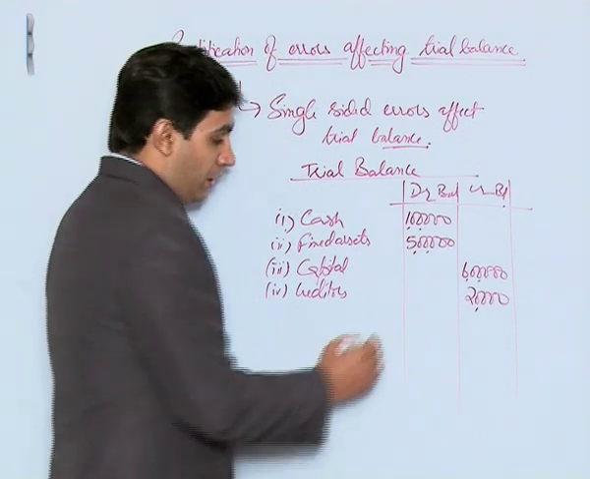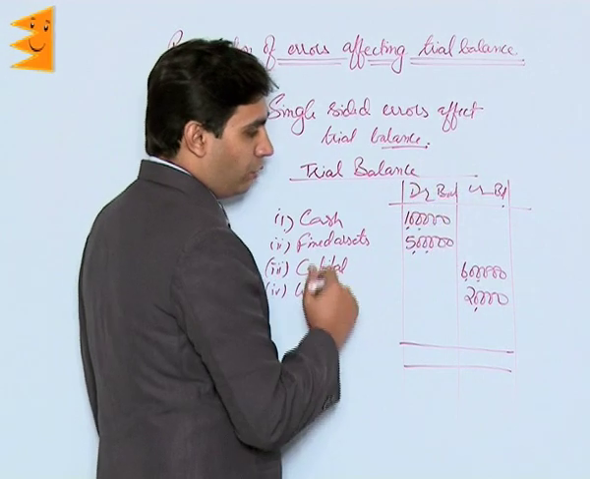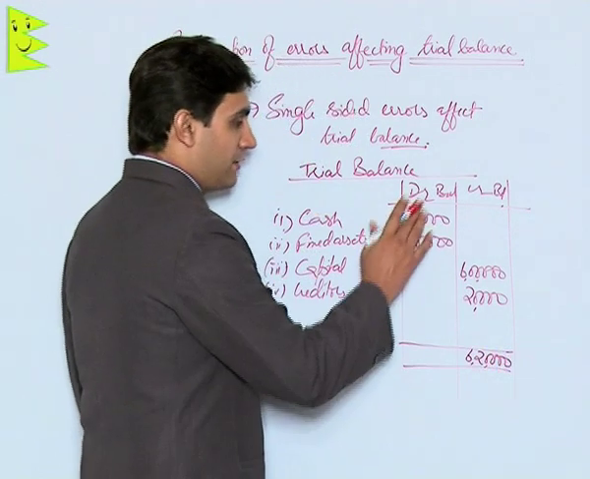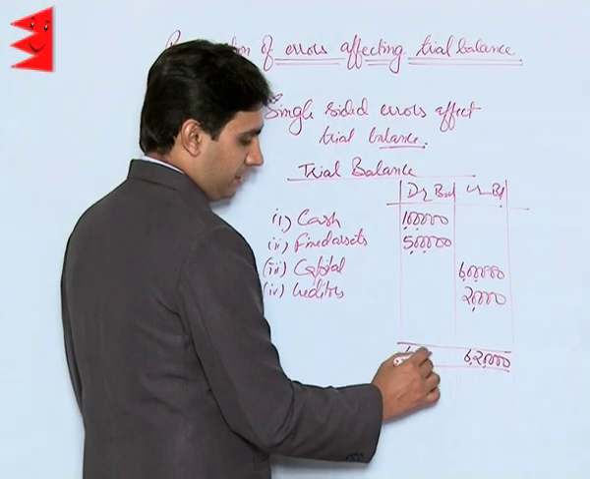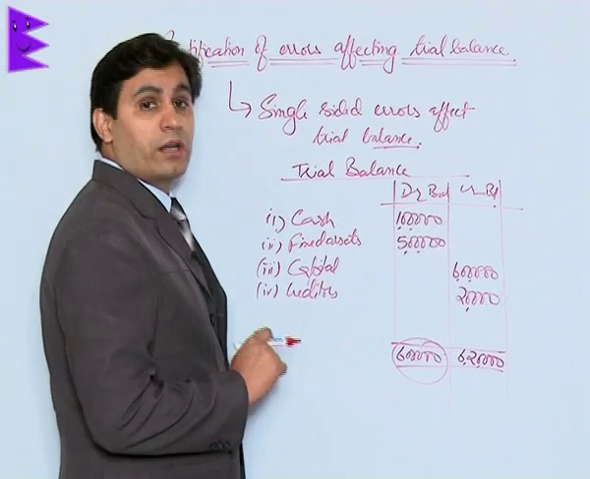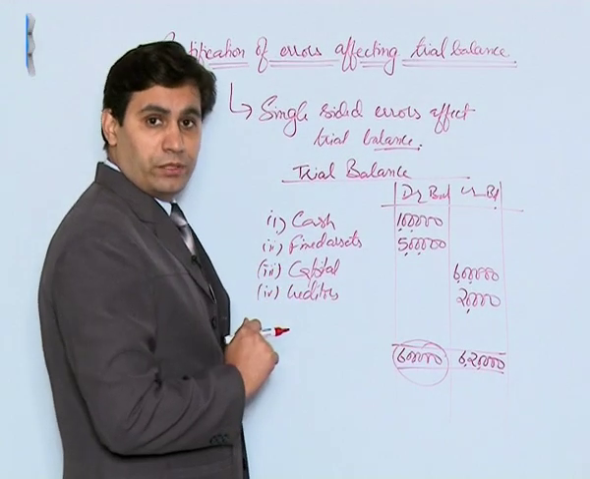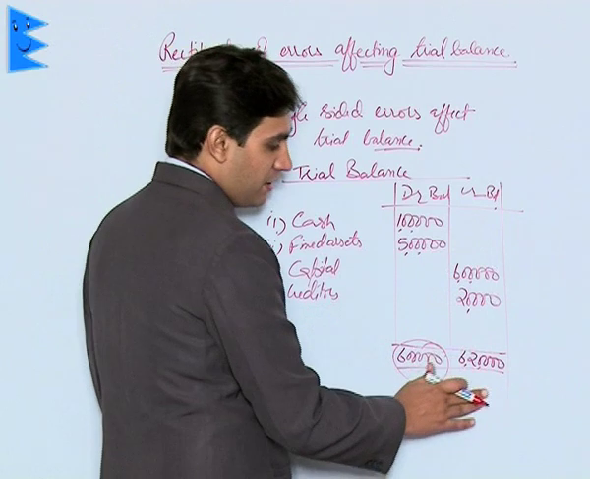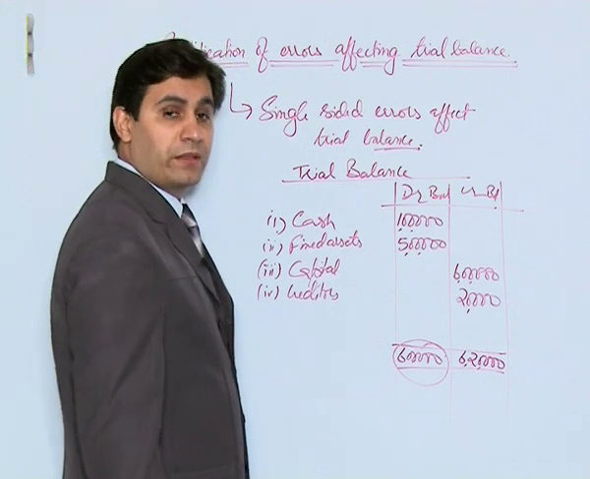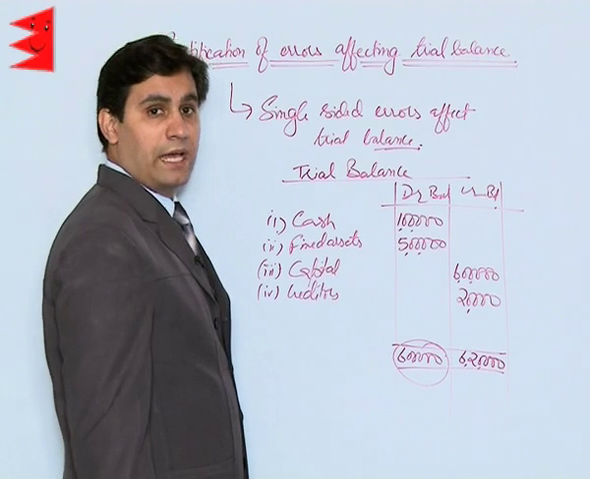Now students, when we try and total it out, let's say these are only the 4 accounts that are there in a business, the total of the credit side comes to 6,20,000, whereas the total on the debit side is 6 lakh. And we know that for accounts to be arithmetically correct, the trial balance should actually tally out. But in this case, the credit balance is 6,20,000 and the debit side total is 6 lakh. That means there are certain errors because of which this trial balance is not tallying out.